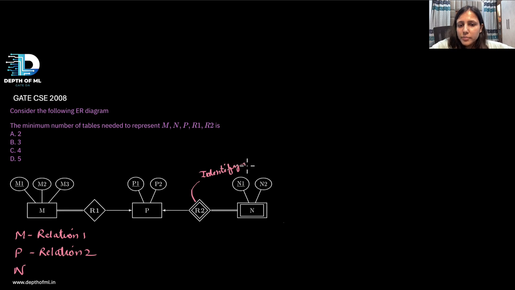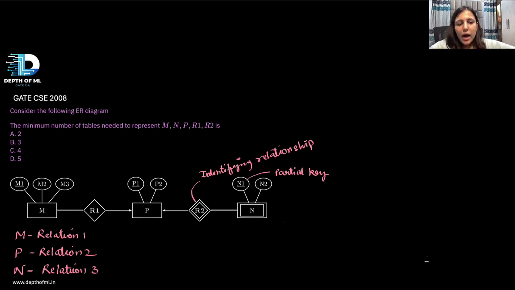Identifying relationship. Right? So this is an identifying relationship, and we have seen how we convert this to a relational model. What we'll do is we'll have the table for this P entity, we'll have the table for this N entity, and we'll add the primary key of this P entity into this weak entity as a foreign key, and that will help us in identifying the relationship, right? We'll have a composite key with N1. N1 is basically the partial key of this weak entity N. So we have to create one table for this as well. So we have relation 3, right?